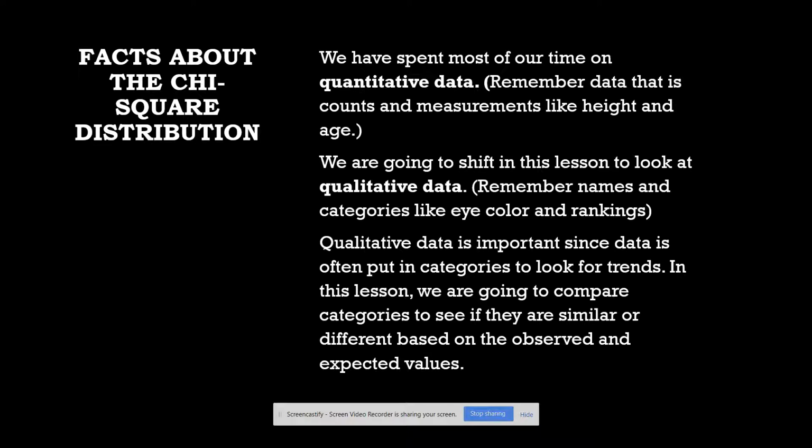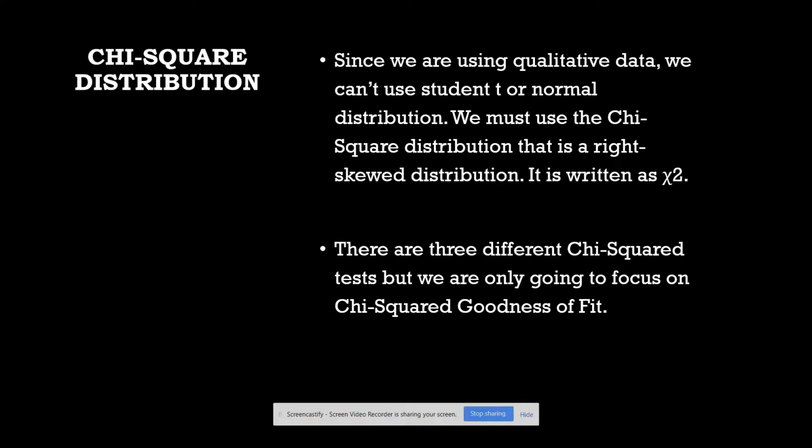Qualitative data is important since oftentimes your data is in categories. A lot of times in education, we look at grade levels, we look at stuff based on certain tests like science, math, and language arts. So it's important that we at least cover one of the qualitative tests.